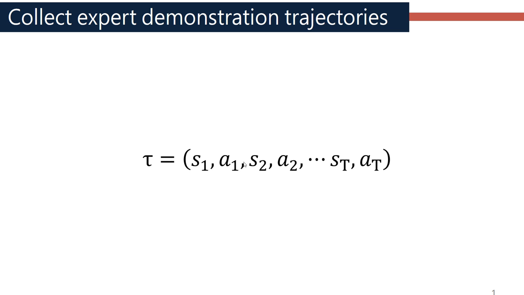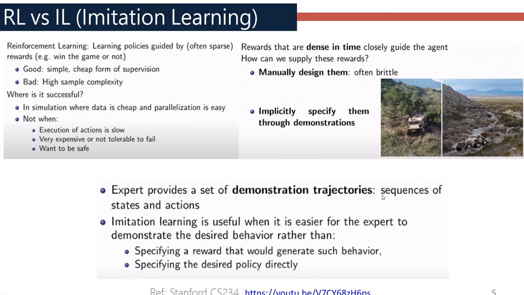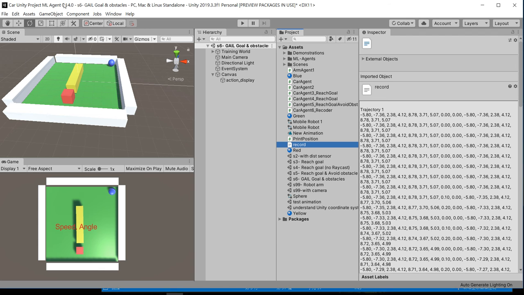Here should be S prime. Okay, S1, A1, S2, and S2, A2, S3, and so on. By the way, the slides here are taken from the Stanford CS234 course. It's a very good reinforcement learning course. Of course, Berkeley's reinforcement learning course is also very, very good. I really encourage you to take a look at the reinforcement learning courses from Berkeley and Stanford. Okay, let's go explain this.